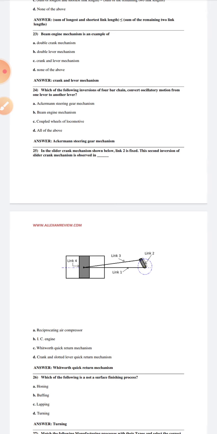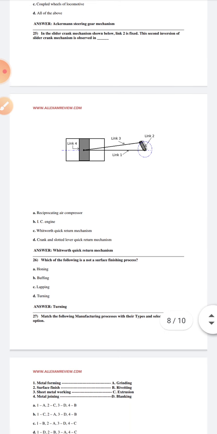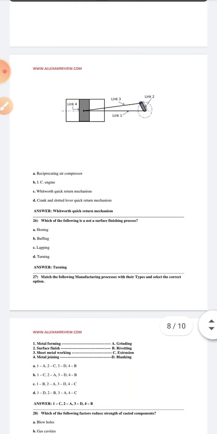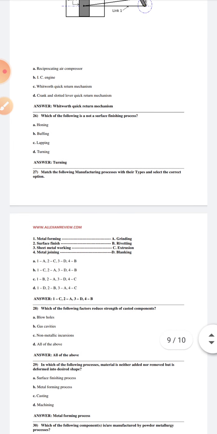In the slider crank mechanism shown below, link 2 is fixed. The second inversion of the slider crank mechanism is observed in the Whitworth quick return mechanism. Which of the following is not a surface finishing process? Turning process. Match the following manufacturing processes with the types and select the correct option. Metal forming, extrusion; surface finishing, grinding; sheet metal working, blanking; metal joining, riveting.